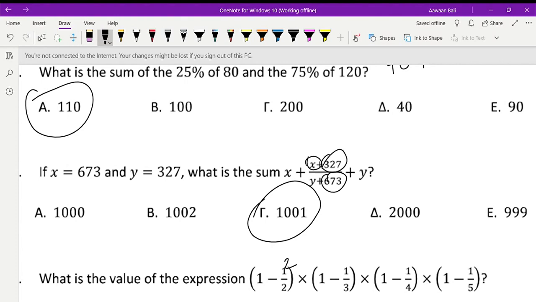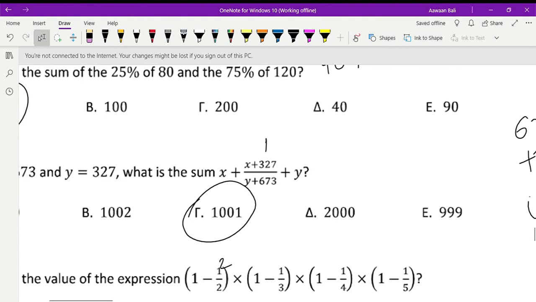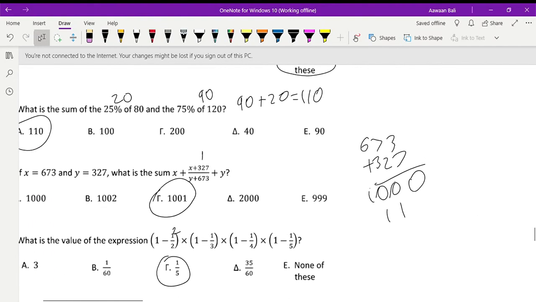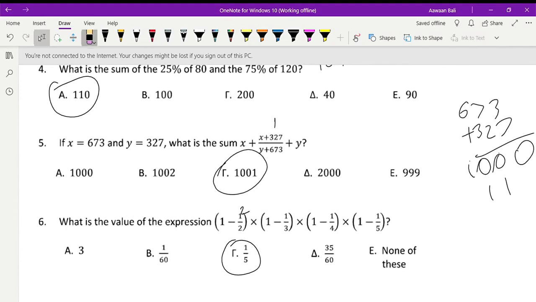You could have already worked out that these will be the same sum, because 673 is this and 327 is this, so you can cancel them out with each other. You're not actually canceling them out, you're just dividing 1,000 by 1,000, which is 1, so your answer is 1. And now x plus y is 1,000, so 1,000 plus 1 is 1,001, therefore your answer is gamma.